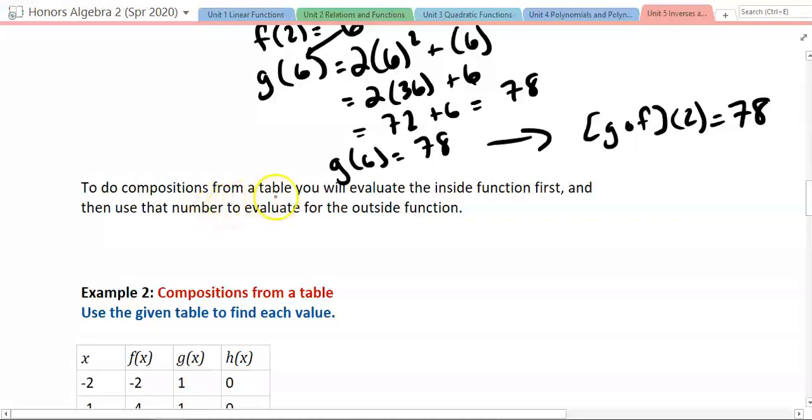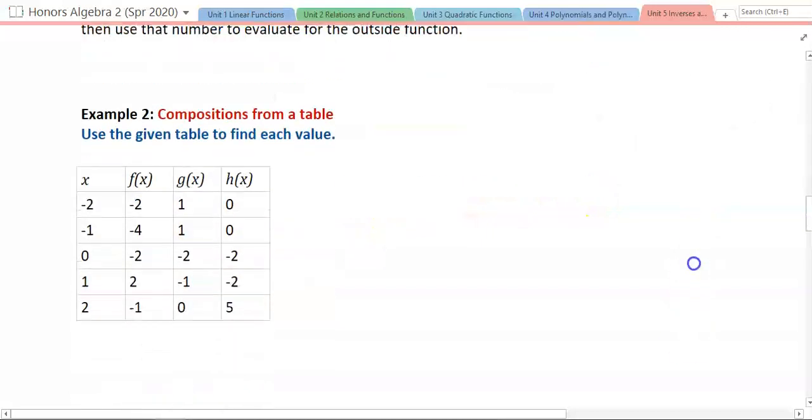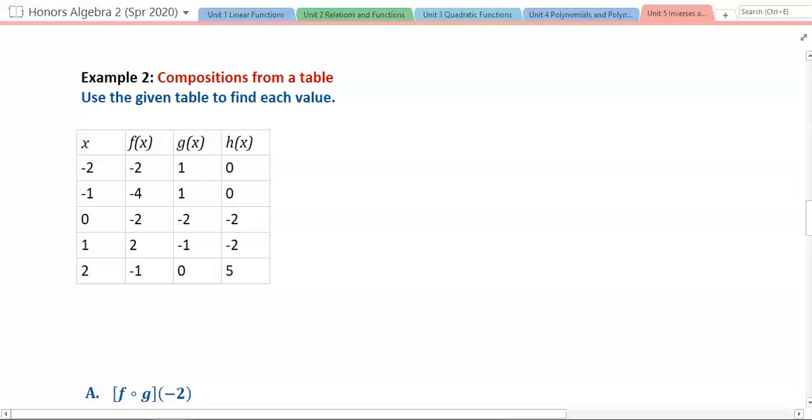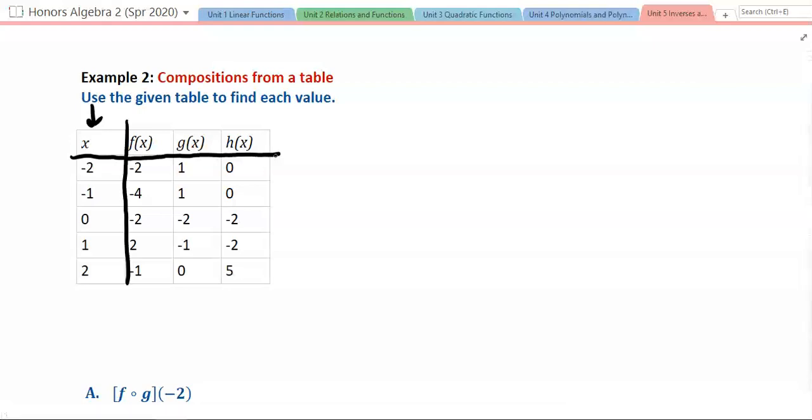And so we can look at compositions from a table and evaluate the inside function first and then use that number to evaluate for the outside function. And so let's say we're given this table here. And you see I've got some x values, and then I've got 3 different defined functions here, an f of x function, a g of x function, and an h of x function. And so again, think about the bubbles, right? I'm going to start with the inside function, right?